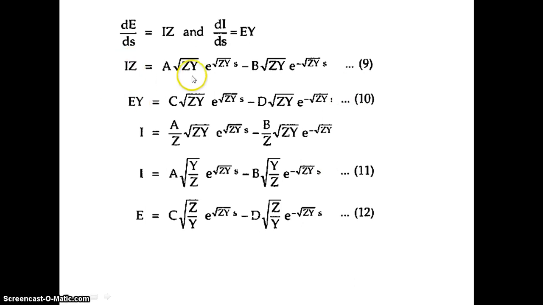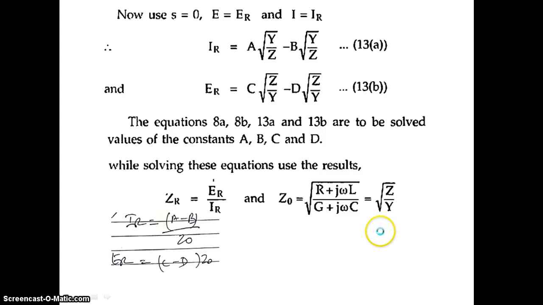Bring this Z here, that is, divide by Z. So we arrive at two expressions for I and E, as equation numbers 11 and 12. I equal to A root Y by Z e power root ZY s minus B root Y by Z e power minus root ZY s, and similarly for E. These are equations 11 and 12.